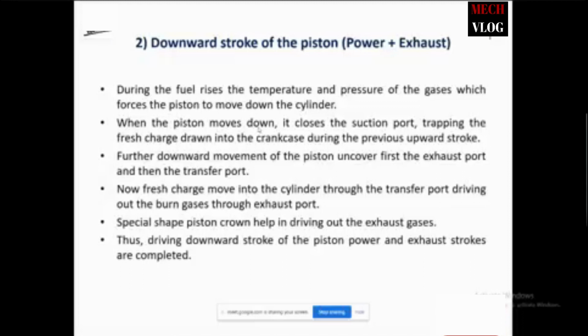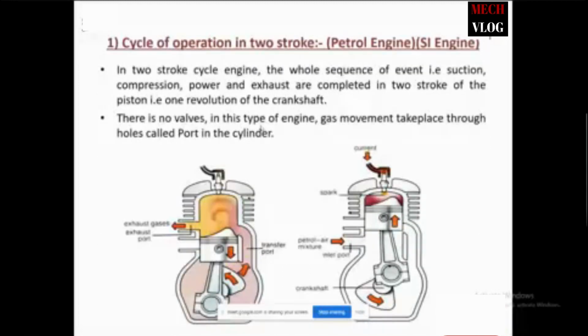It is similar to the two-stroke petrol engine, except that we use a fuel injector instead of a spark plug, and only air enters. So you need to draw a diagram like this in the examination, replacing the spark plug with a fuel injector. Okay.